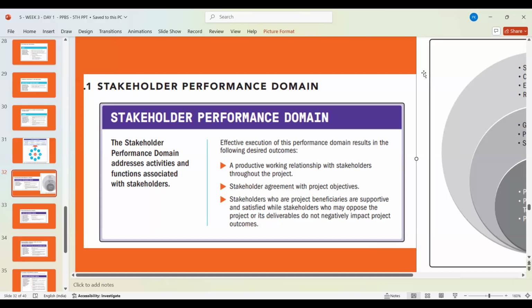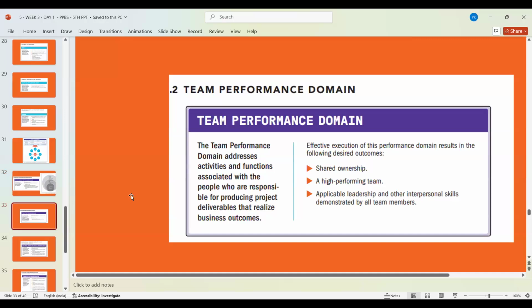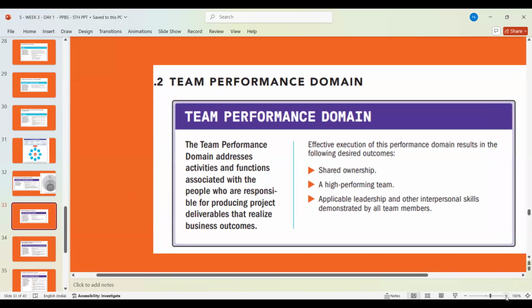Okay. So everybody clear with stakeholder performance domain? We have actually given a lot of time, I think. So any doubts in this? No? Good. So let us go. Now this is an easy one because we've come from the heavy one. This will be an easy one.